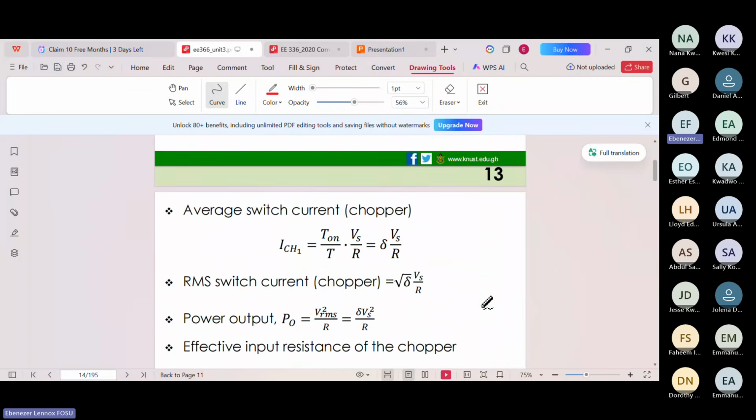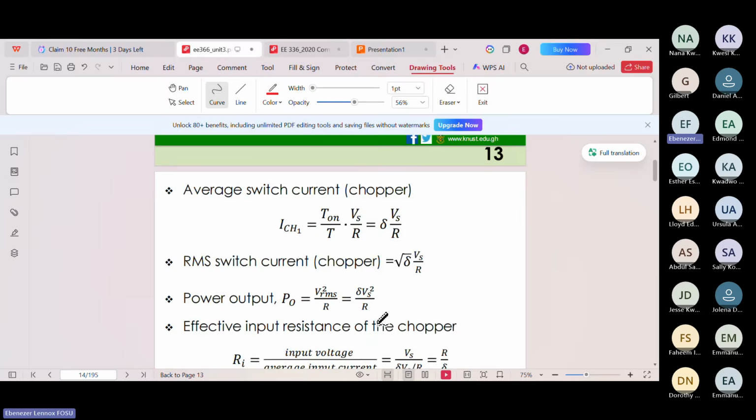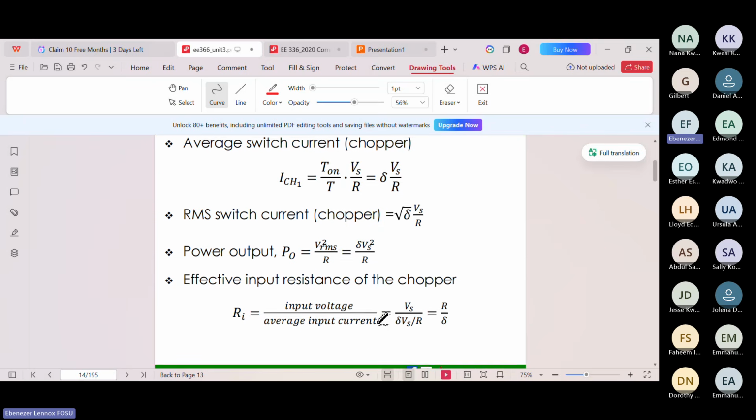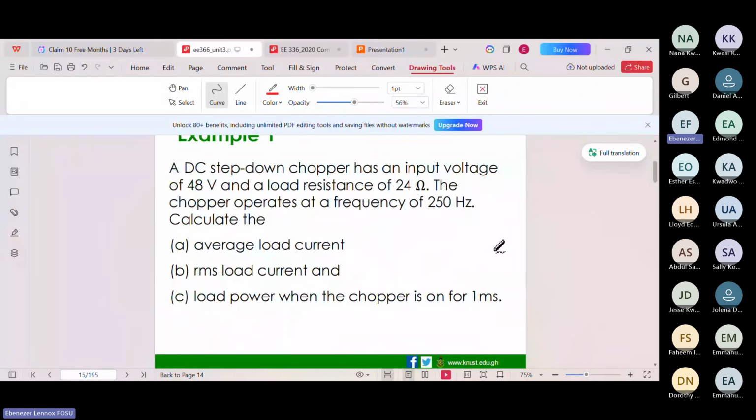So that is this one. And if you want to calculate the output power, you use the RMS value of the voltage squared divided by the resistance, or you can choose to use the current to do the calculation. And if you want to know the input resistance, then you can do this calculation. So there is a simple example here.